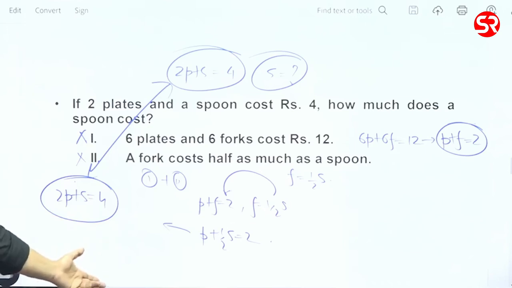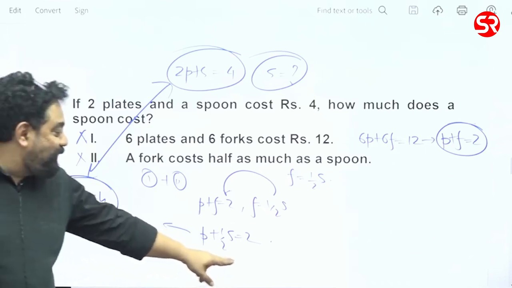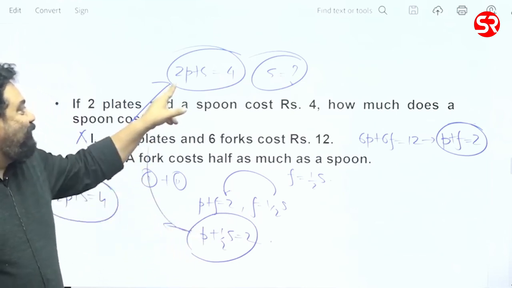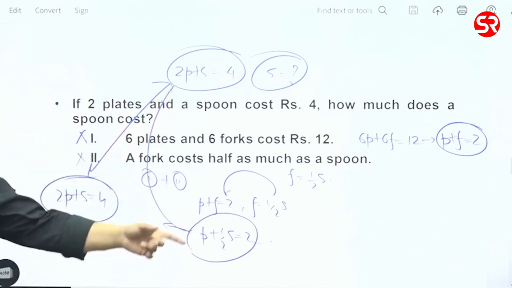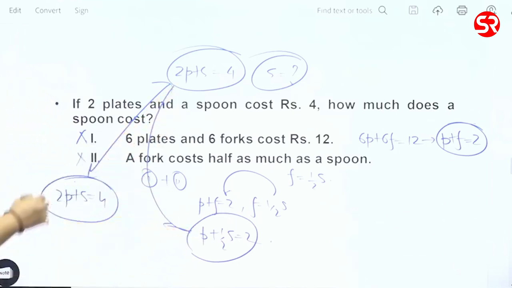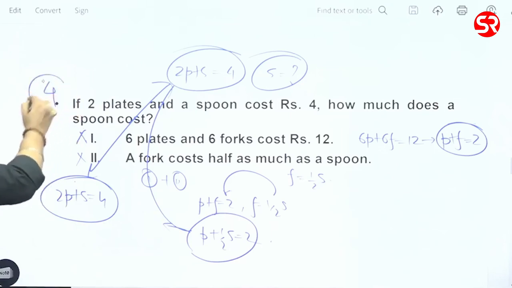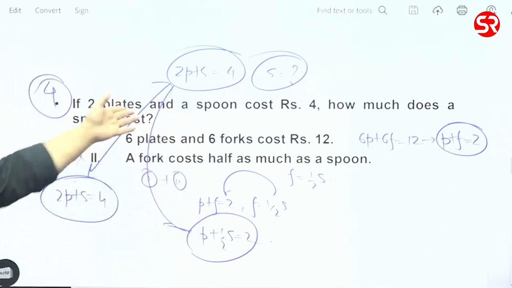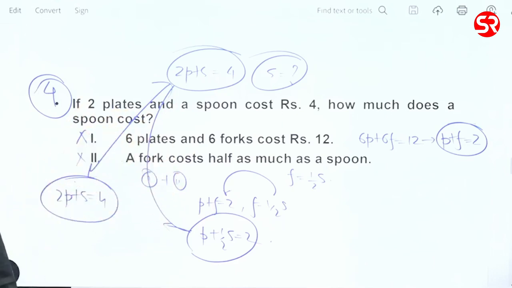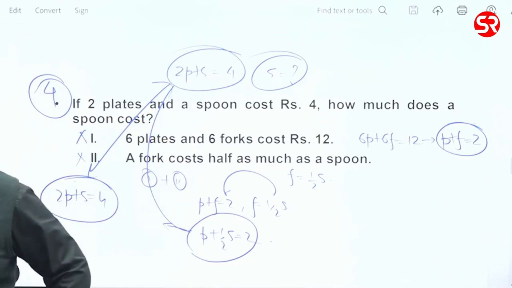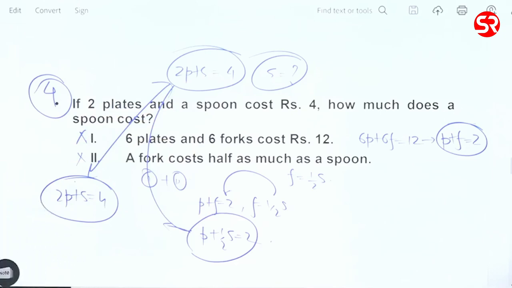You cannot get the answers. What is the cost of spoon? Because the equation formed over here and equation formed over here are same. Answer is 4. You say 2 variables, 2 equations, but those 2 equations are same equations. So do not assume again that you have 2 equations and 2 variables, it is easily solvable.